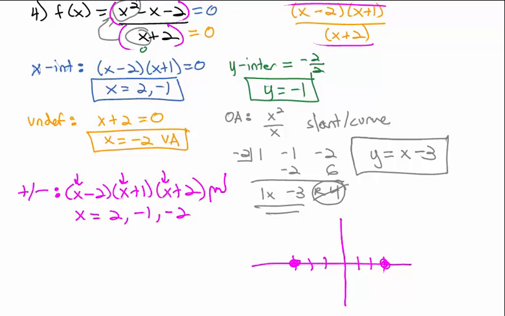2, negative 2, and negative 1. So it's going to come in from the bottom because it was positive, wiggle, and go out. And all we care about here is the sign. Negative on the left side, positive for a while, then it's negative for a while, and then it's positive to the end.